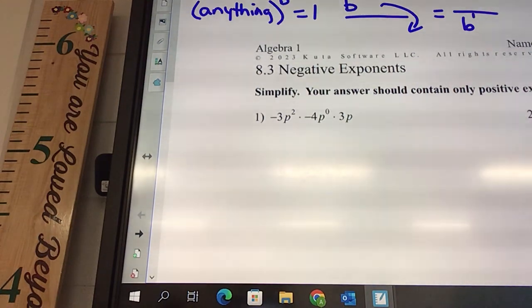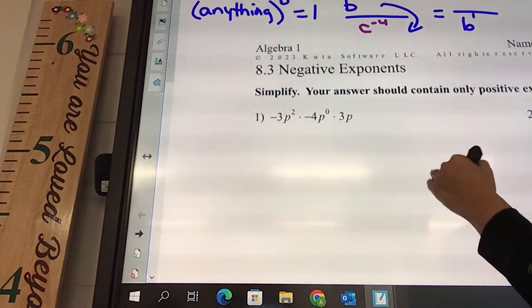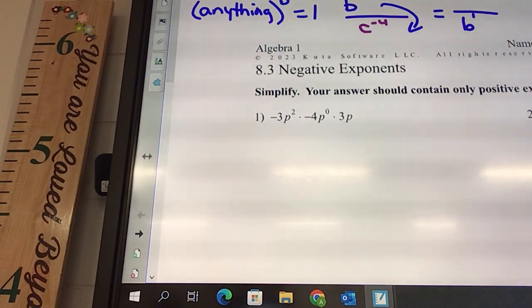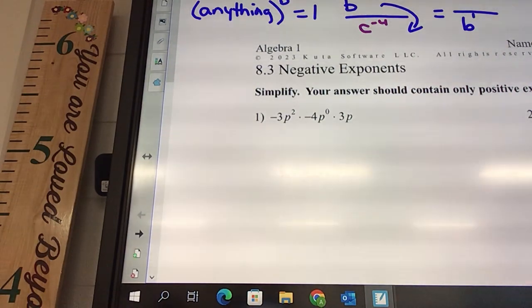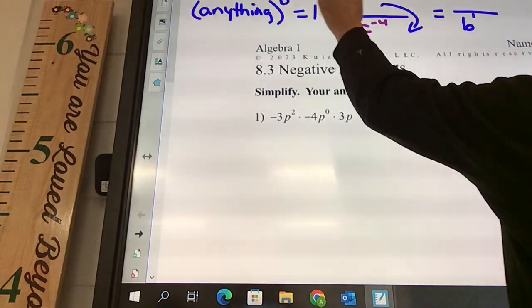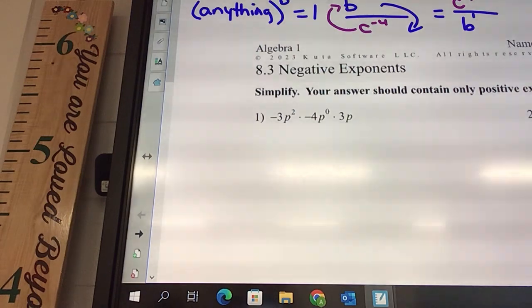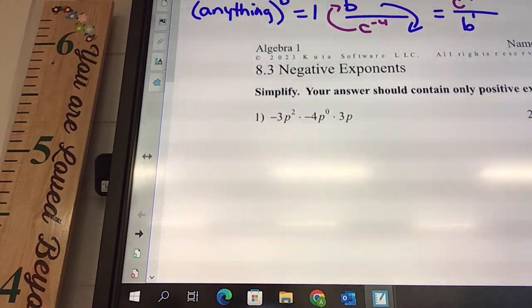On the flip side of that, if I had c to the negative 4, then because it's on the bottom, I need to move it to the top. So if they're on the top, you need to move them to the bottom. If they're on the bottom, you need to move them to the top. Then you would move this one up, and it would become c to the positive 4. It gets rid of the negative. All the rules are the same except for you need to get rid of the negatives today.